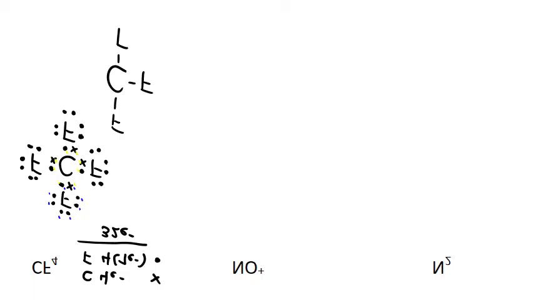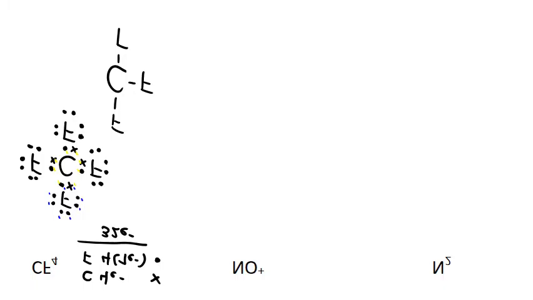So just to check, we want to make sure that we've got 32 electrons. We want to make sure that we've satisfied the octet rule. So I'm going to start with the carbon and go 1, 2, 3, 4, 5, 6, 7, 8. And I've satisfied the octet rule.